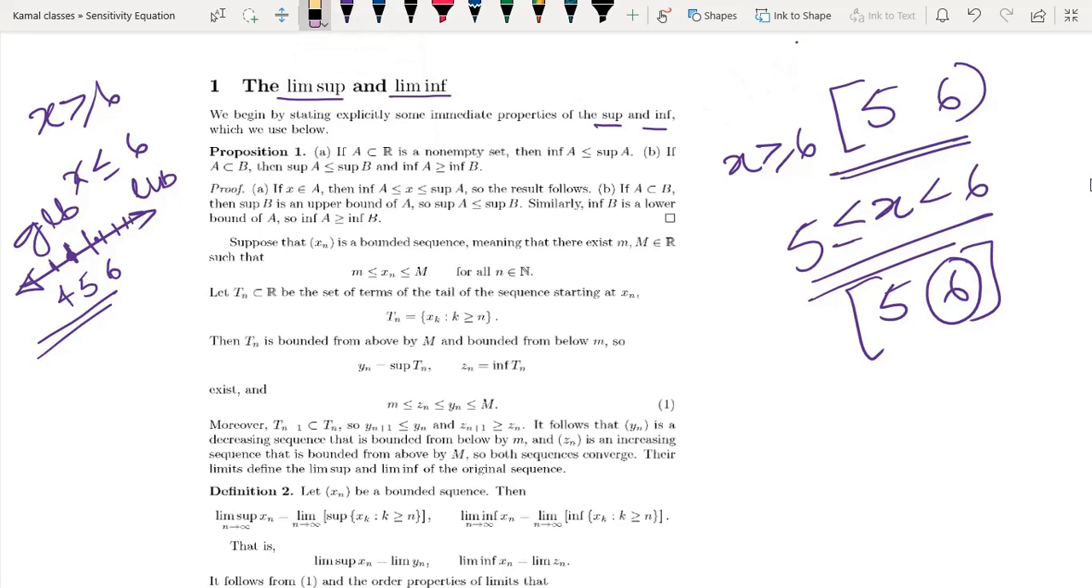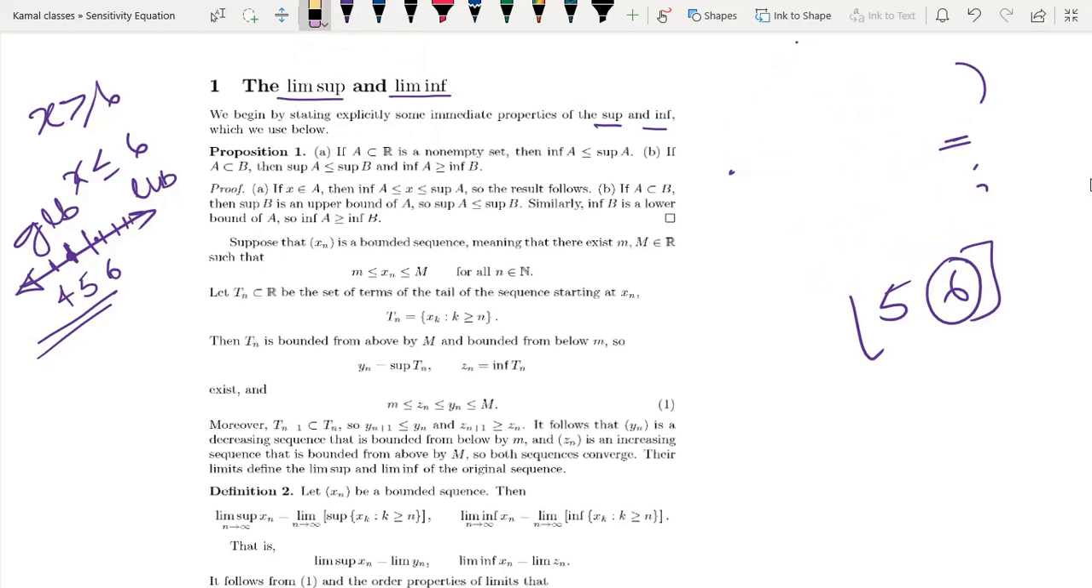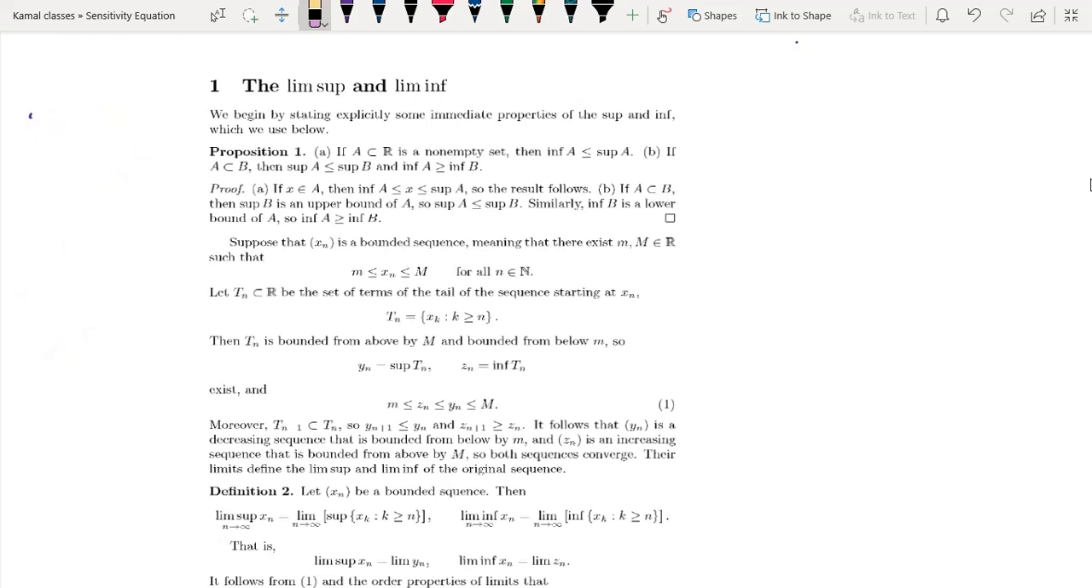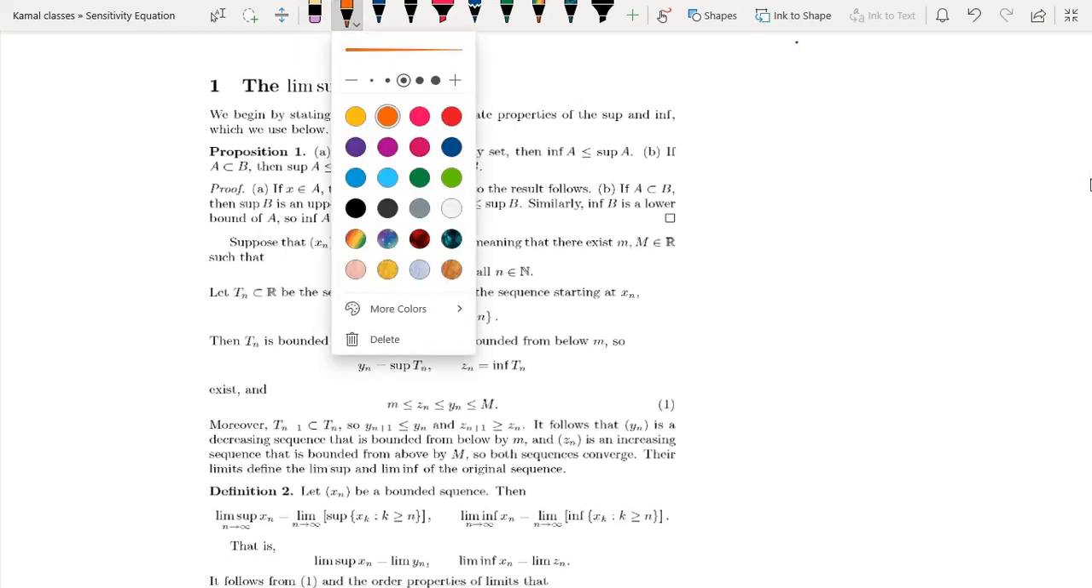Now I am going to talk about some other terminology, which is also very, very useful, and it is called the limit supremum. You know the limit. Limit means we are going to tend something towards either left or right. Now I want to explain the meaning of limit supremum or limit infimum.